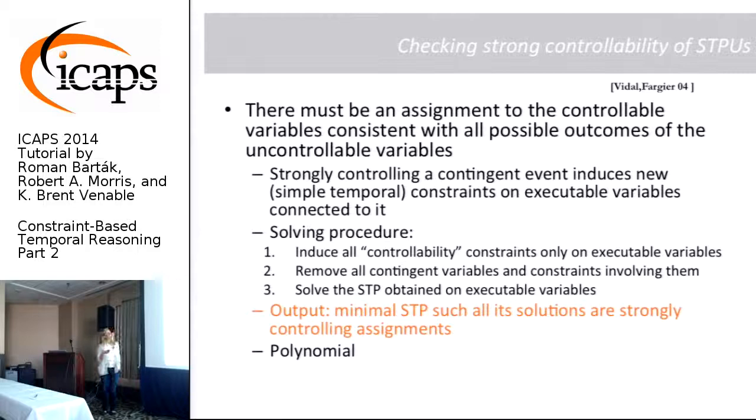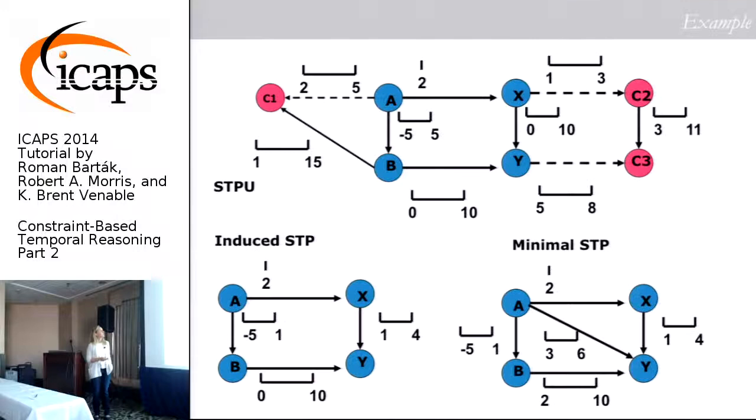Okay, checking strong controllability. How do we do this? I have to speed up a little bit, so let's look at the example. Here we have a problem, again, our controllable part, then we have these uncontrollable variables here. So the idea behind strong controllability is that you can translate the strong controllability requirement into a new constraint only on executable variables. So it means that in order for assignments to A and B to be consistent to whatever happens to C1, given these constraints, I can shrink this interval and leave only the values that will actually be compatible with this.